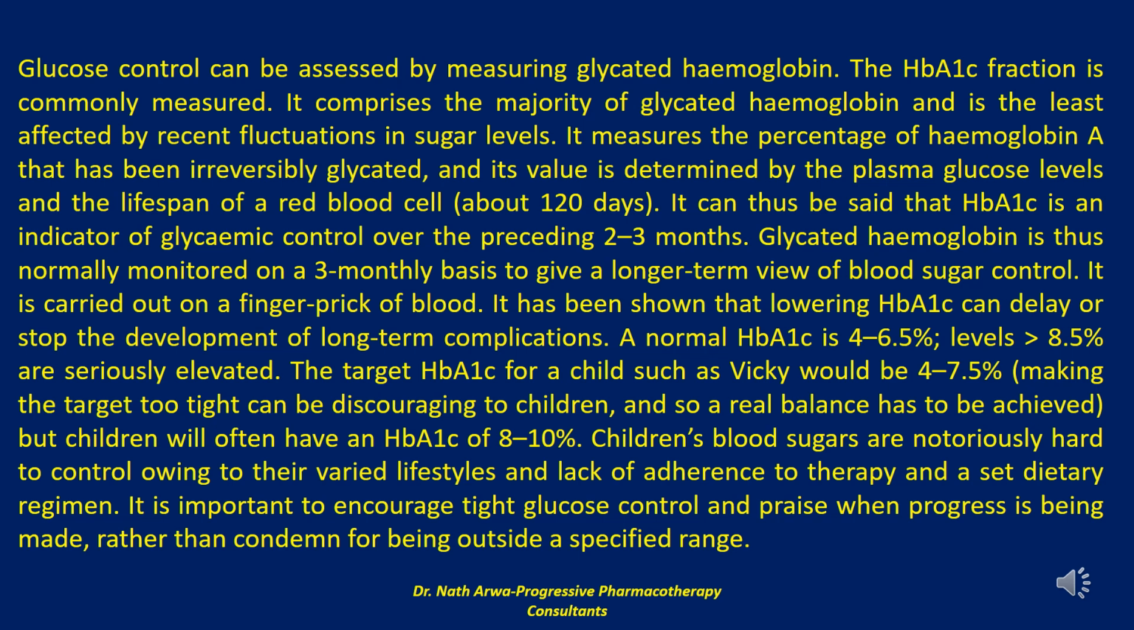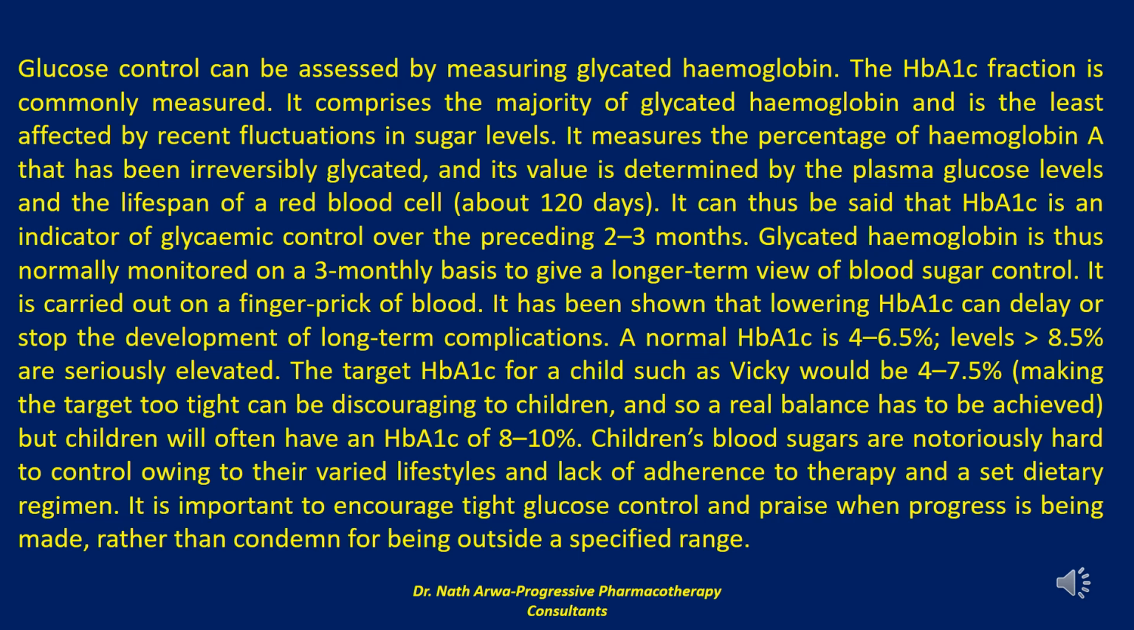The HbA1c fraction is commonly measured. It comprises the majority of glycated hemoglobin and is the least affected by recent fluctuations in sugar levels. It measures the percentage of hemoglobin A that has been irreversibly glycated, and its value is determined by the plasma glucose levels and the lifespan of a red blood cell, about 120 days. It can thus be said that HbA1c is an indicator of glycemic control over the preceding 2 to 3 months.